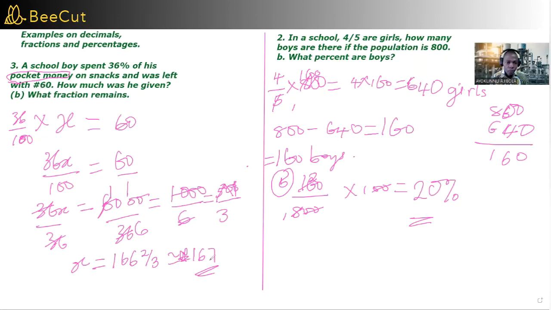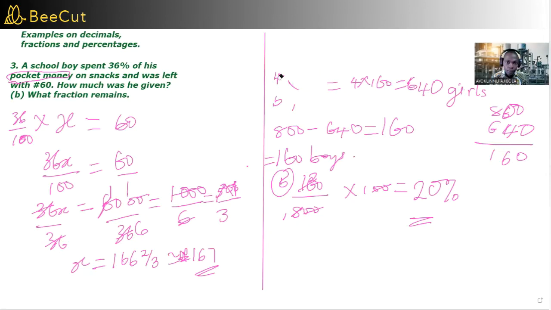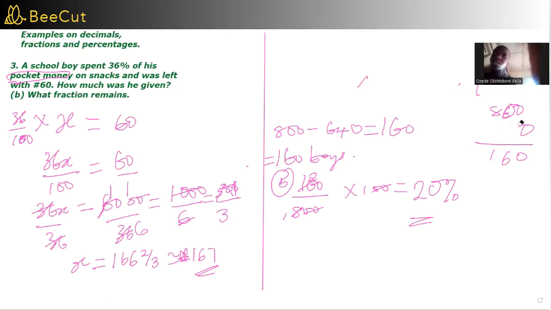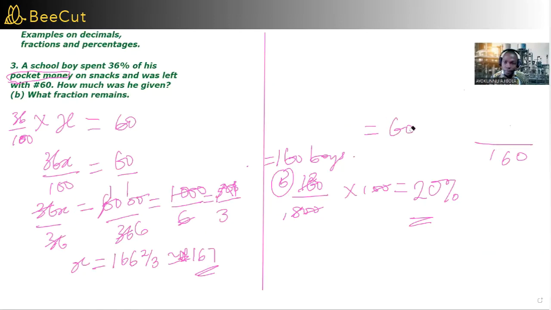So this now says, what fraction remains? The fraction that remains is 60 over 167. So the question now is, is 167 a prime number or not a prime number? Can it be divided by anything? So let me try and put this down.